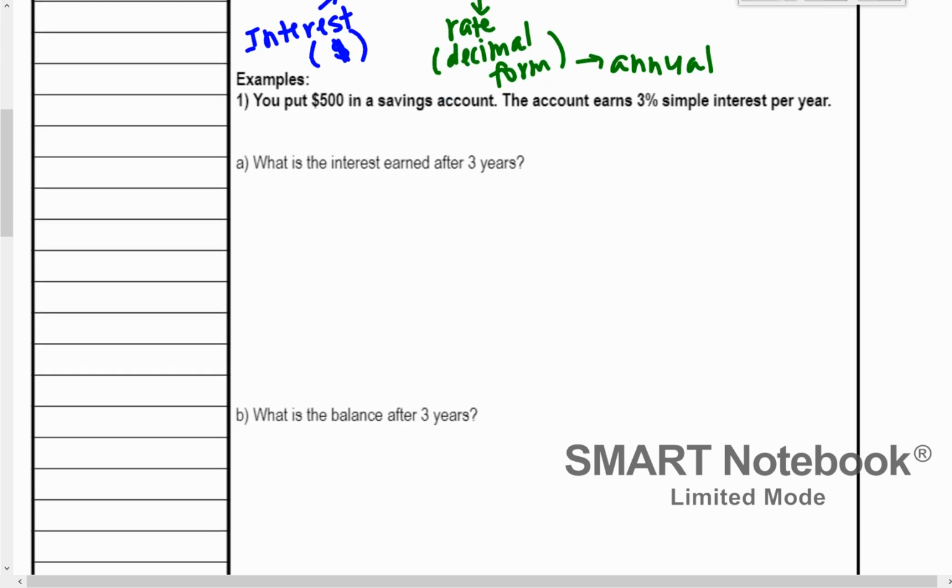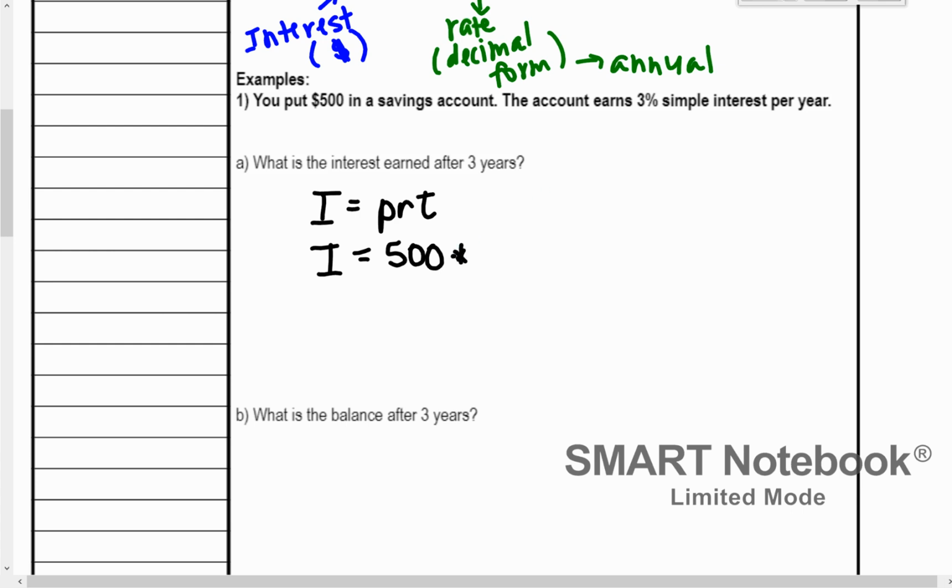All right, let's do some examples. You put $500 in a savings account. The account earns 3% simple interest per year. What is the interest earned after 3 years? We're going to start off with our equation, I equals PERT. Our interest is what it's asking for, so we're not going to know what that interest in dollars is. Our principal is how much money you put in or how much money you're loaning. If you're putting $500 into a savings account, that's our principal.